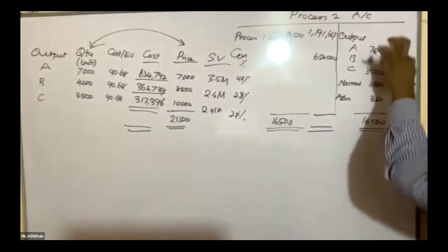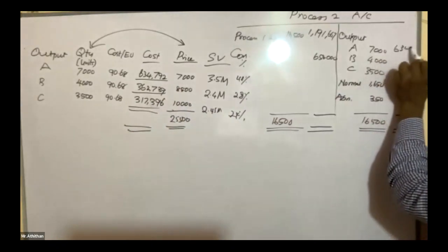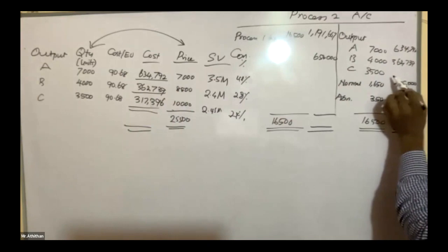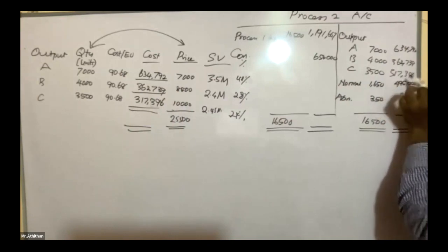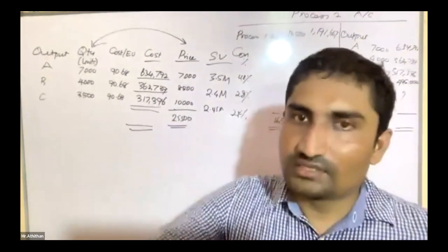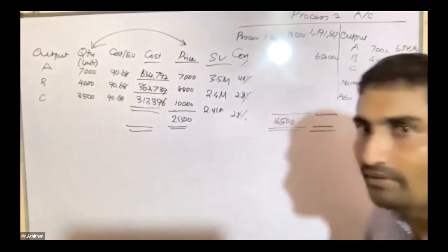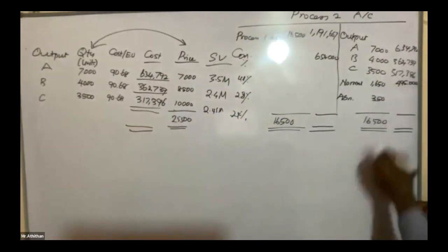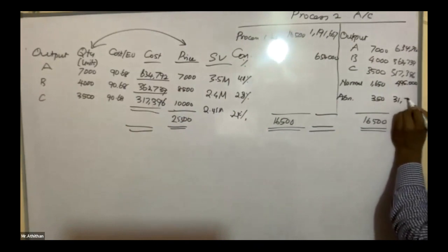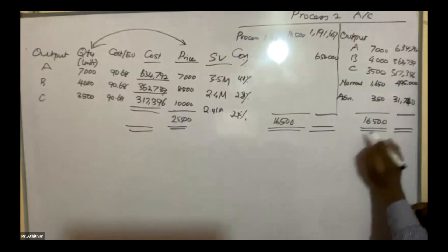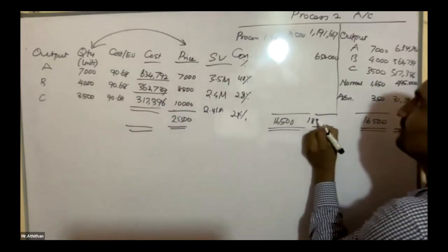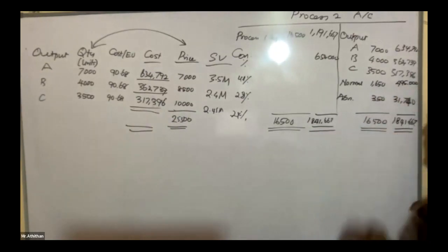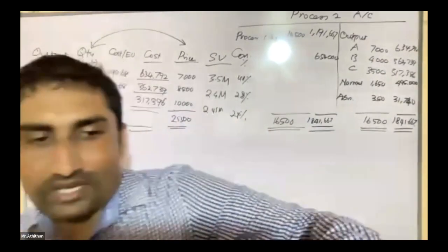We will allocate the cost: 634,792, 362,739, 317,396. So that is the process cost. Then this one will be 90.08, 31,740. So the total will be, right. So this is how we have done, right?